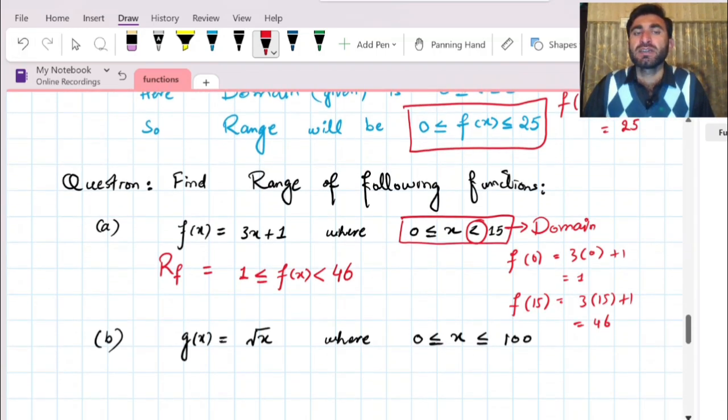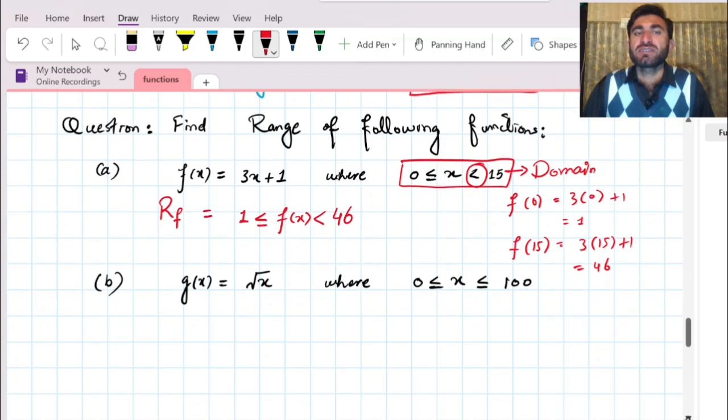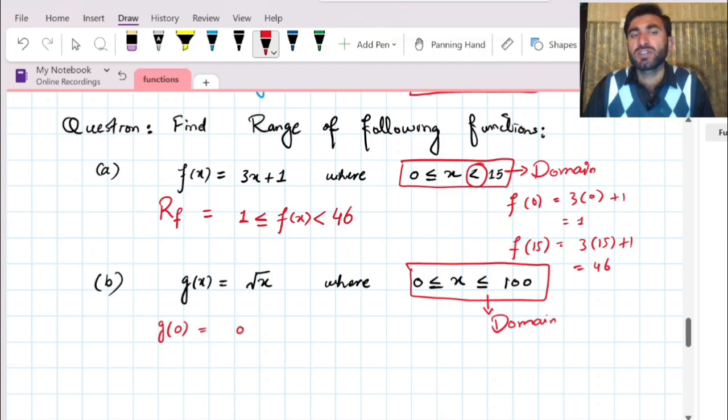Coming to the next part, in which he said the function g of x is defined as square root of x, where the domain is once again given as 0 less than or equal to x less than or equal to 100. That is the domain of function g. We have to find the range of the function. Once again we have to first plug in the terminal values of the domain. The left terminal value is 0, and it will become the square root of 0, which is once again 0, and the right terminal value is 100, so it will be g of 100, the square root of 100, that comes to 10.